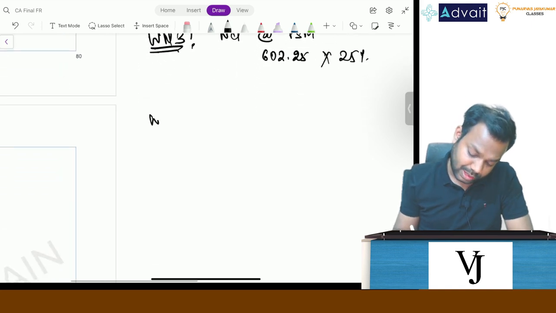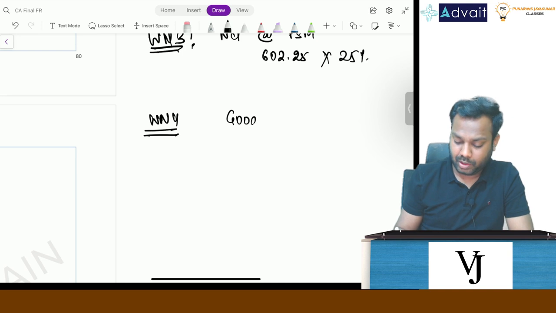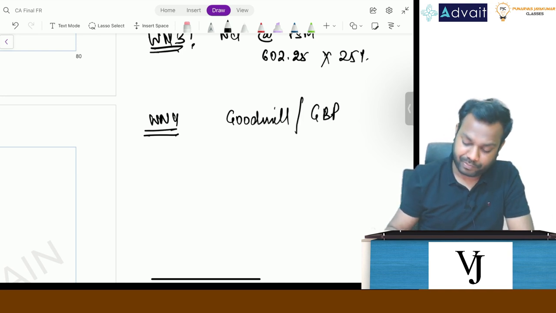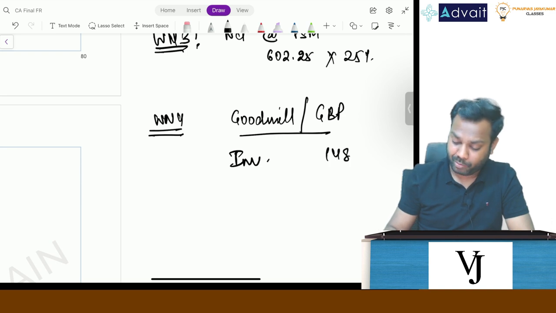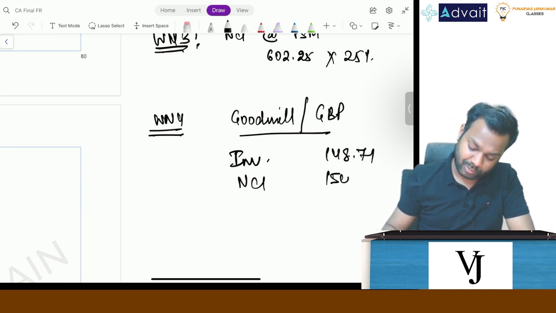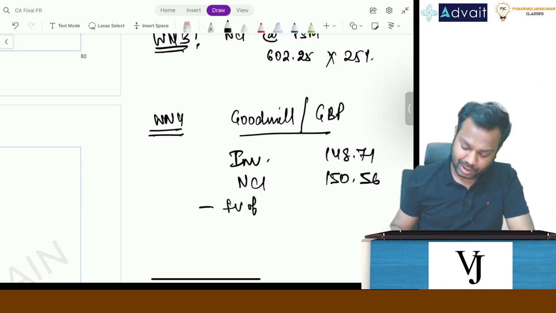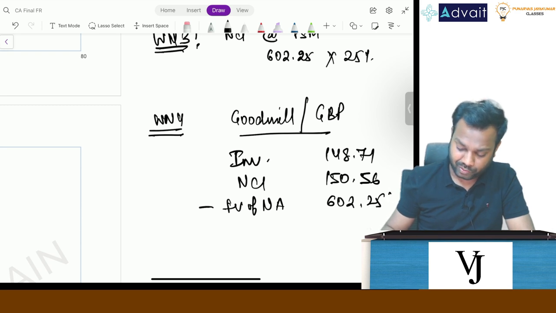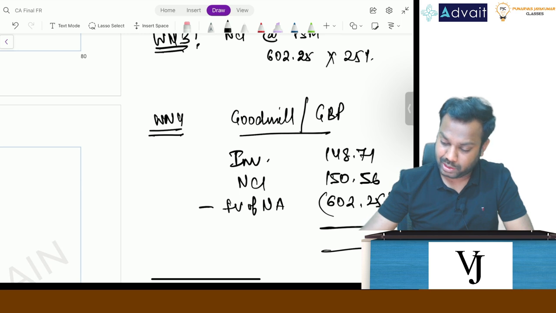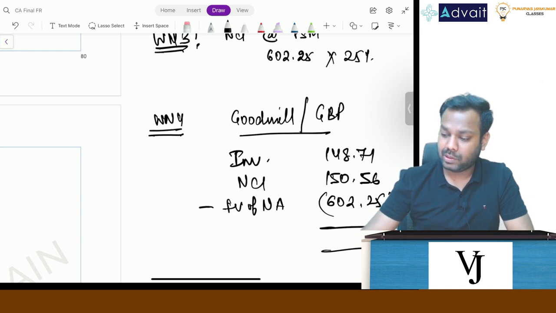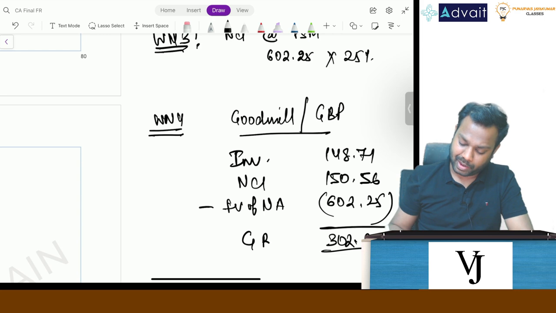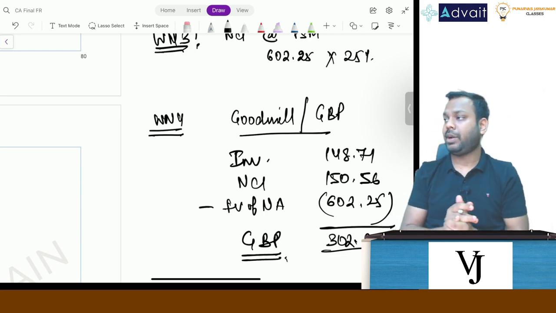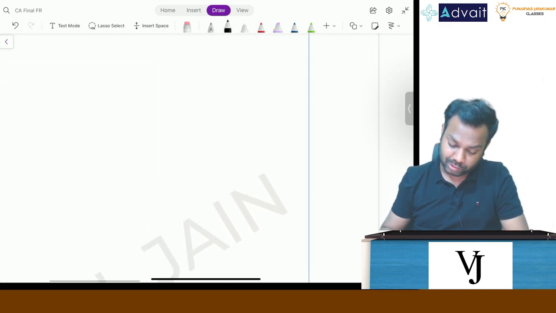Now we have everything, so we can calculate goodwill or gain on bargain purchase. Investments is 148.71. NCI is 150.56. Less fair value of net assets, 602.25. So 148.71 plus 150.56 minus 602.25 is negative 302.98, negative goodwill, meaning gain on bargain purchase. I hope this is clear to everyone till here. Let's prepare the consolidated balance sheet now.